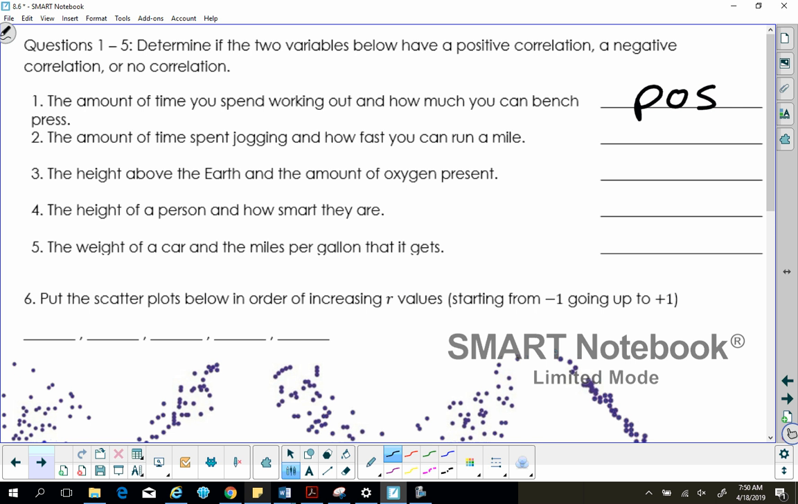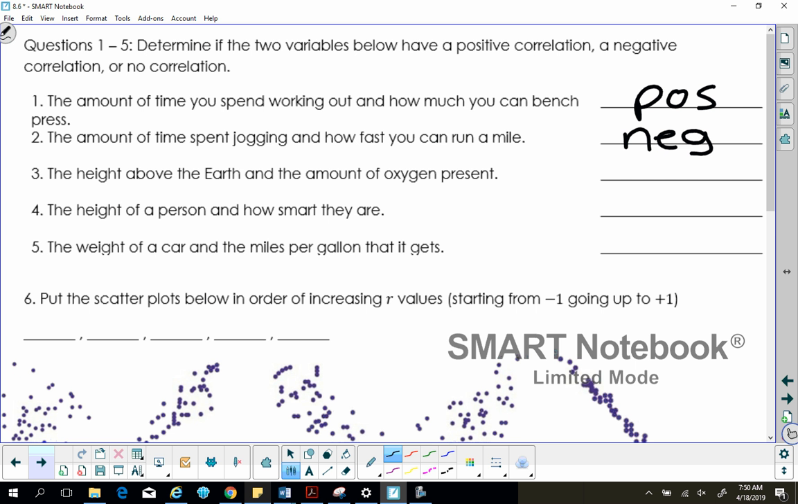It's negative. Did anyone put negative? Be careful with these. If Kamari runs a mile in 5 minutes and Keandra runs it in 6 minutes, who's faster? Kamari, right? So the less time. The more you spend jogging, the less time it takes you to run a mile. So that would be a negative correlation. Does that make sense? Just be careful because they may try to trick you. I know the test tries to trick you.